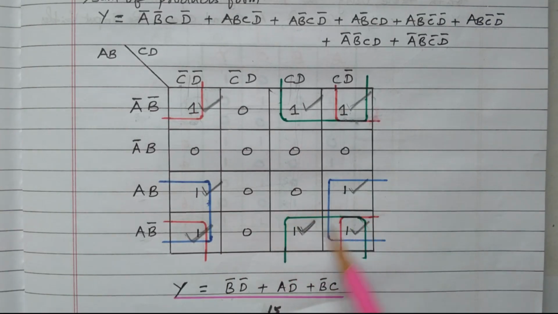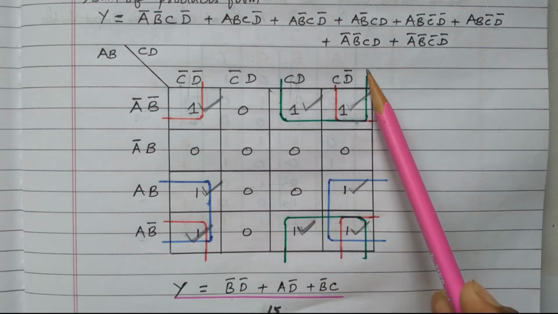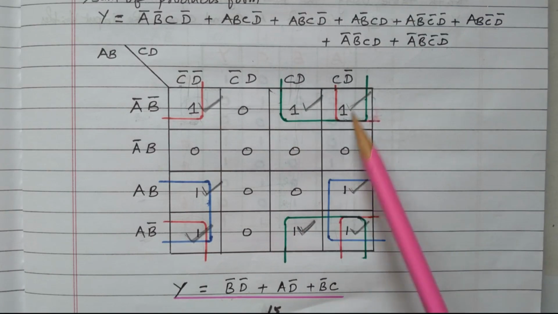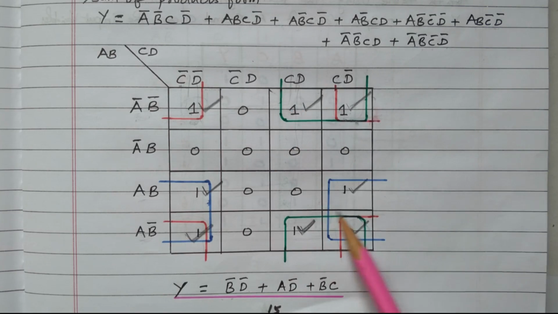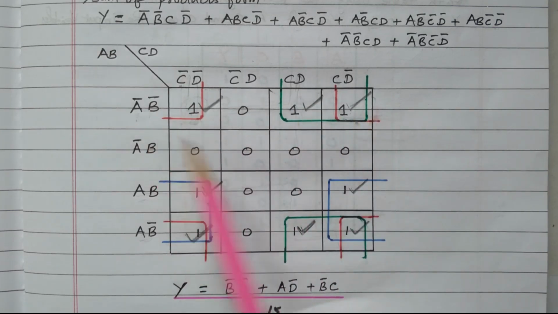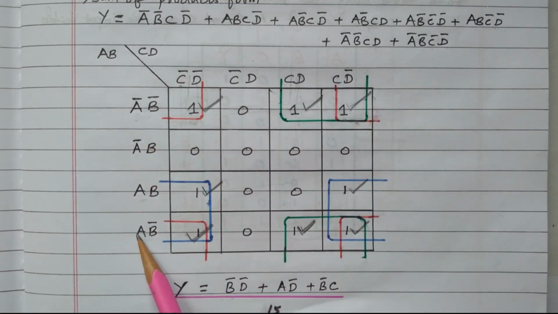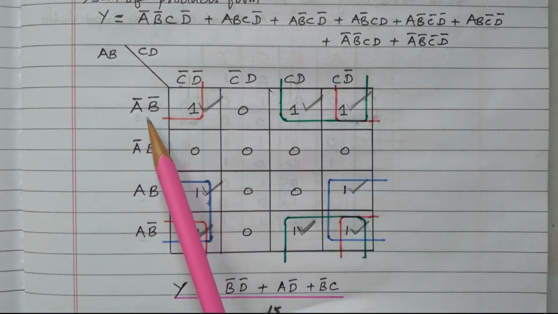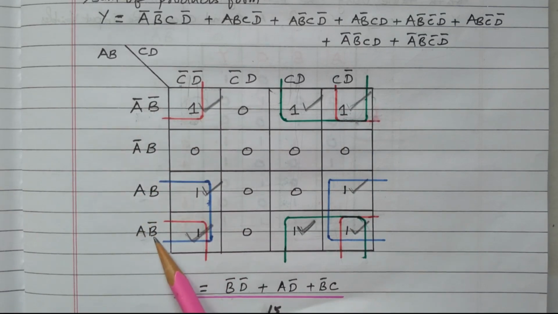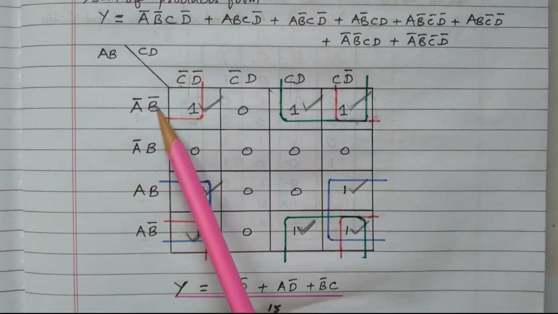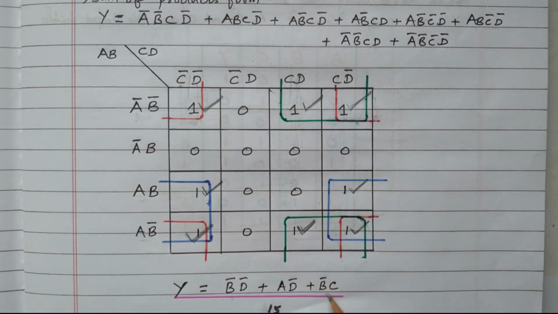What is the next grouping? We can group this bottom 2 cells and top 2 cells. These 2 cells and these 2 cells, top 2 cells and bottom 2 cells, so that we can cover these ones. While combining these two, we have to refer again to the first row and fourth row. While referring first row, what is available here? A bar, B bar. Fourth row, A, B bar. So A and A bar got cancelled. Only we have B bar.